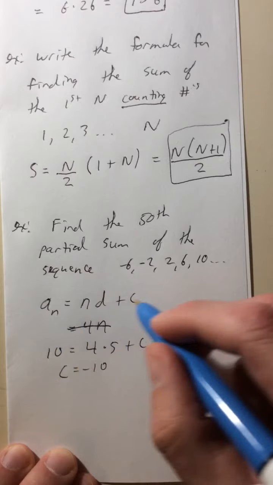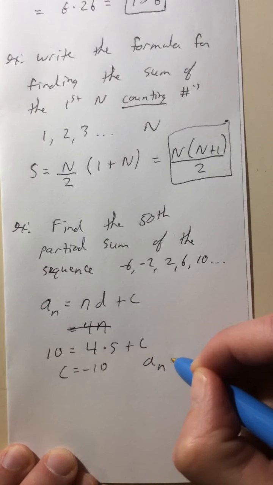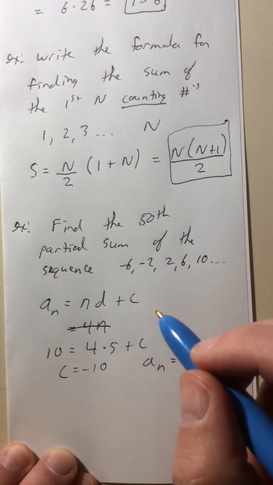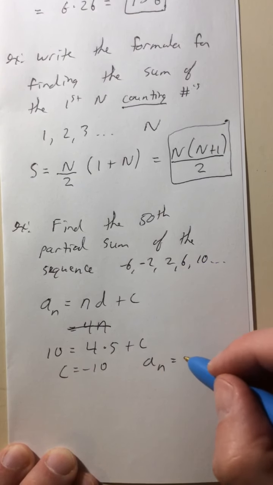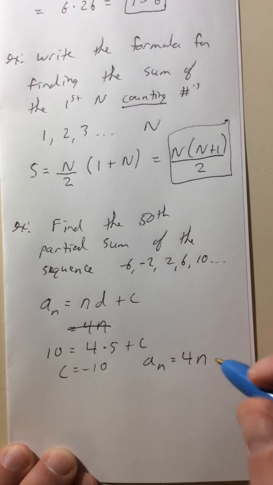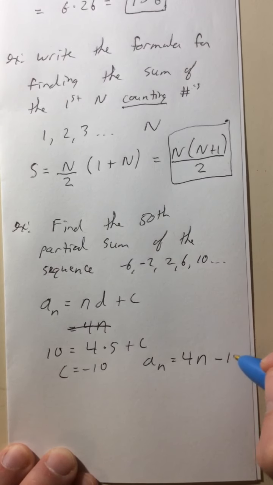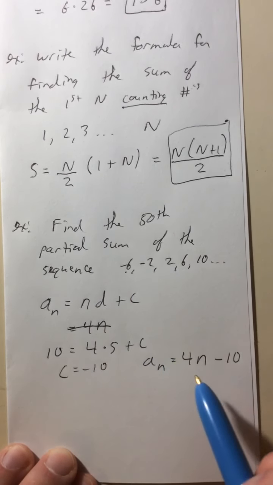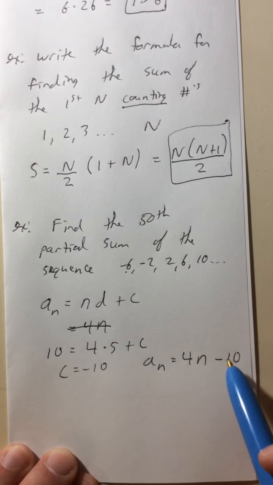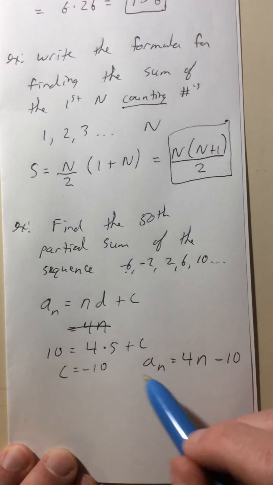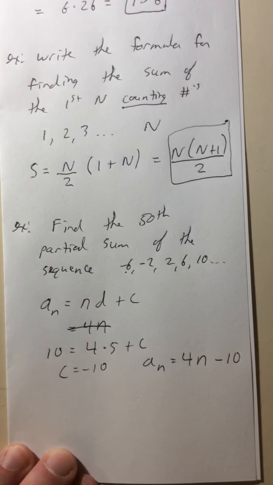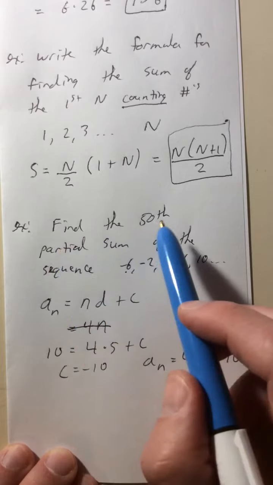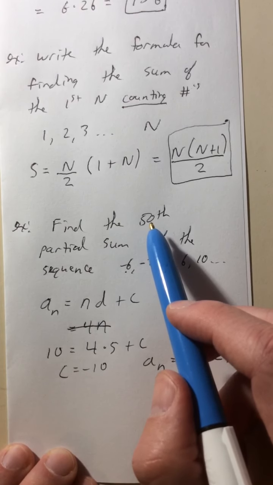So my generic formula here is a sub n equals common difference, which I discovered to be 4, times the index, and then subtract 10. Okay, and let's just check to make sure that actually works for our very first term here. So n is 1. So 4 times 1 is 4, subtract 10 is negative 6, boom, it works. So there's our formula for the nth term, and what we want to find is the 50th term, because that's how we're going to find the 50th partial sum.